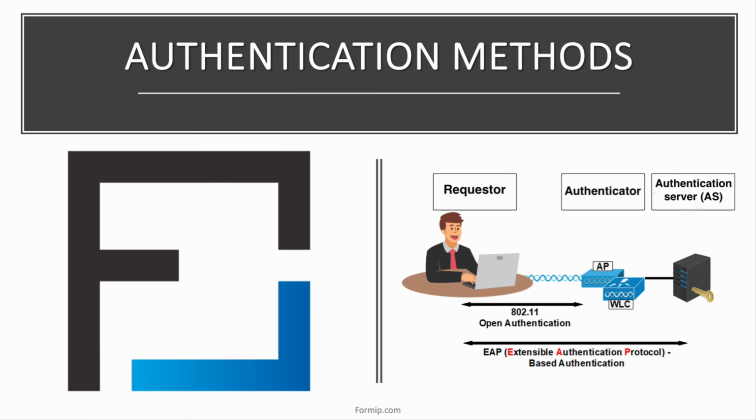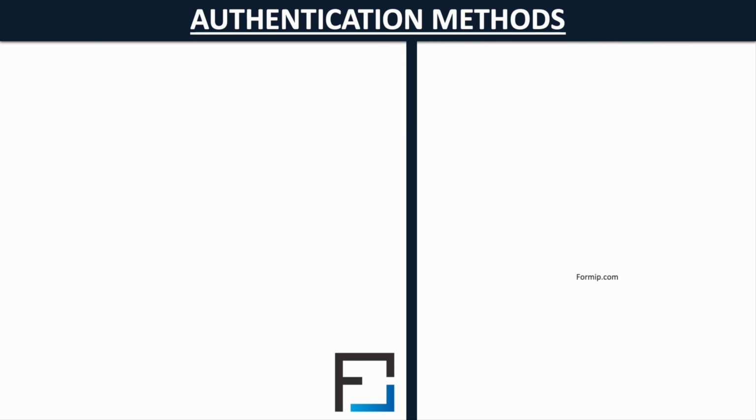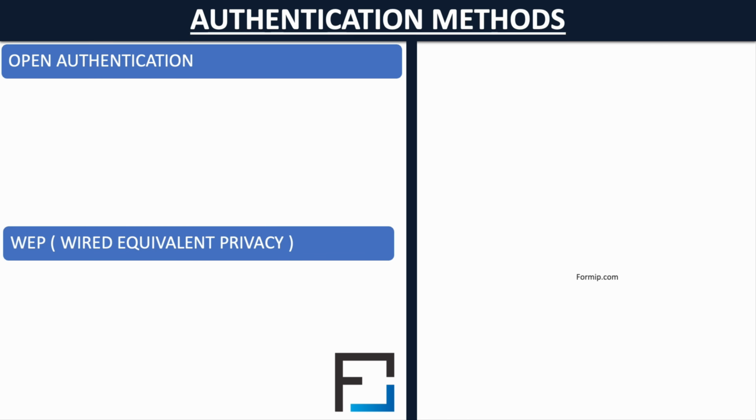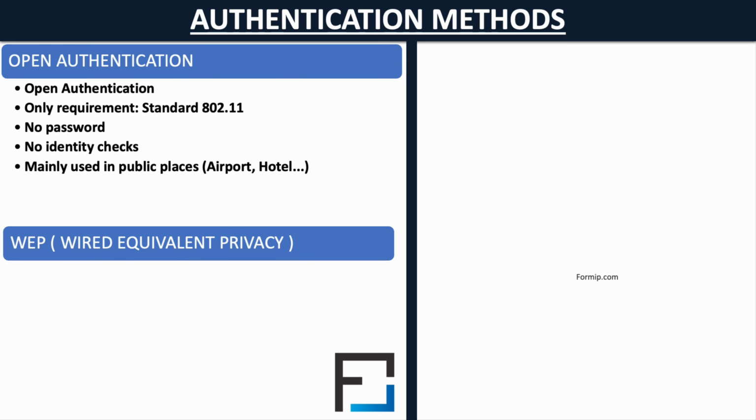There are many different methods for authenticating wireless clients when they try to connect to the network. These methods have evolved over time to address certain security weaknesses. In this course, we'll look at the most common authentication methods you might encounter. At the very beginning of the 802.11 standard, there were only two authentication methods: Open Authentication, and WEP, Wired Equivalent Privacy. Open Authentication lives up to its name.